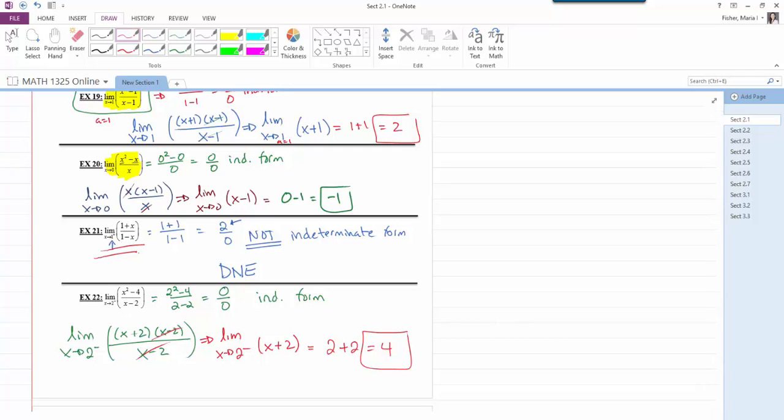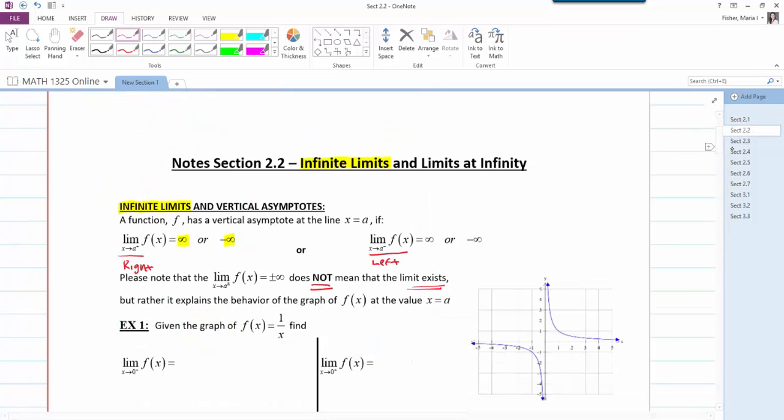Now, it just happens that in this case, the limit as x approaches 1 from the right of 1 plus x over 1 minus x is actually equal to negative infinity, and we'll figure out how to do that in a little bit. But there's a difference now in section 2.2. We no longer write does not exist when we have a rational function that we're trying to find the limit of as x approaches a number. We are going to figure out, well, am I approaching positive or negative infinity?